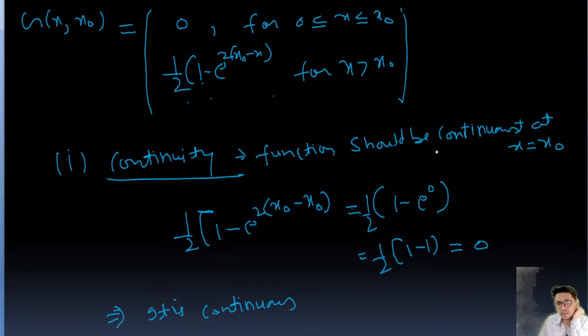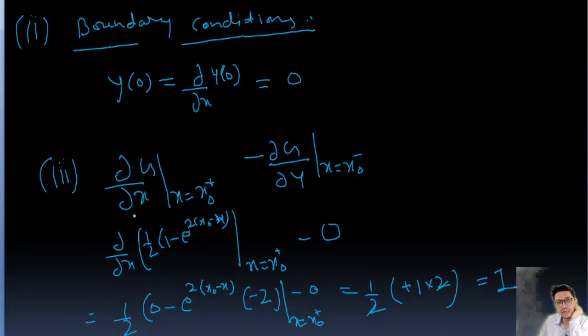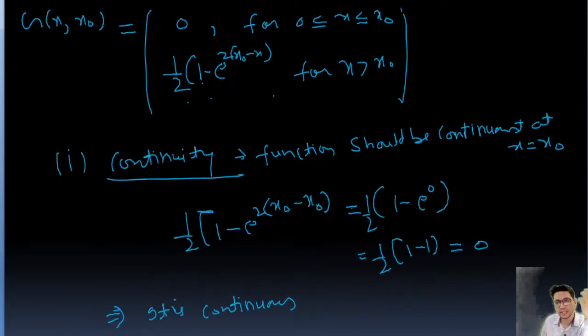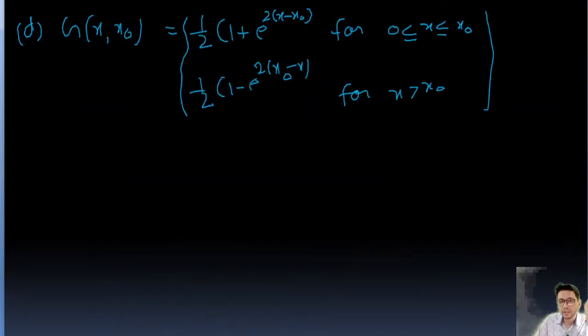It is continuous at x equal to x naught, and the boundary conditions are satisfied. And third, del g over del x at x equal to x naught plus minus del g over del x at x equal to x naught minus is 1. So option A is correct. If option A doesn't satisfy all three conditions, then we'll check option B, and if that is also not correct, then we'll check option C and option D. Any one of them will satisfy all three conditions, and that will be the correct answer. So this trick is very important.